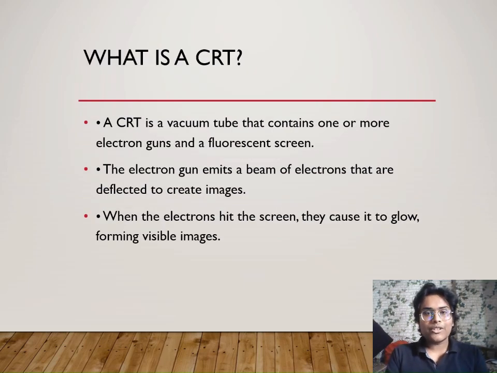So here is the main question: what is CRT? CRT is a vacuum tube that contains one or more electron guns and a fluorescent screen. The electron gun emits a beam of electrons that are deflected to create an image. When the electrons hit the screen, they cause it to glow, forming visible images.